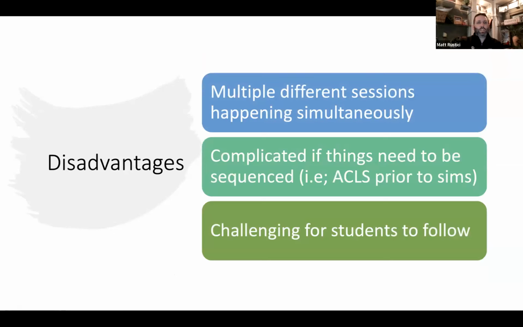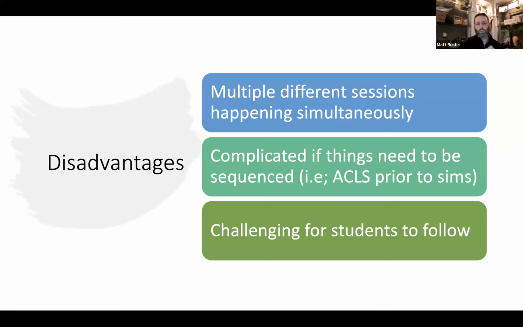But there's a few disadvantages as well. So running all these different sessions at the same time is chaotic. There are often 8 different sessions happening at one time in terms of 8 different content pieces. It also gets a little more complicated when you think of the sequencing, when you want one session to happen always before another. It means it has to exist in an entirely different rotation, or else people could see it out of order. So we want our ACLS training to happen before we do simulations. So those have to exist in different rotational blocks.